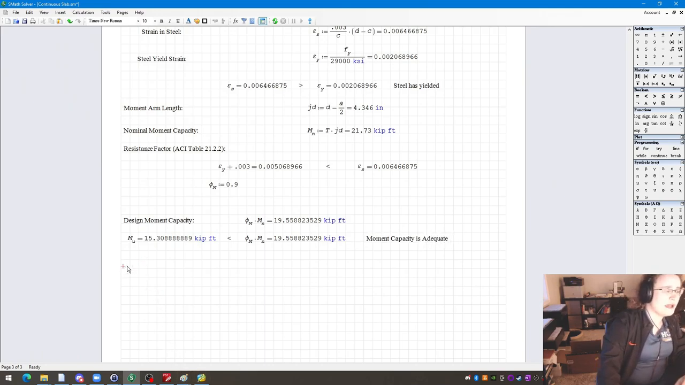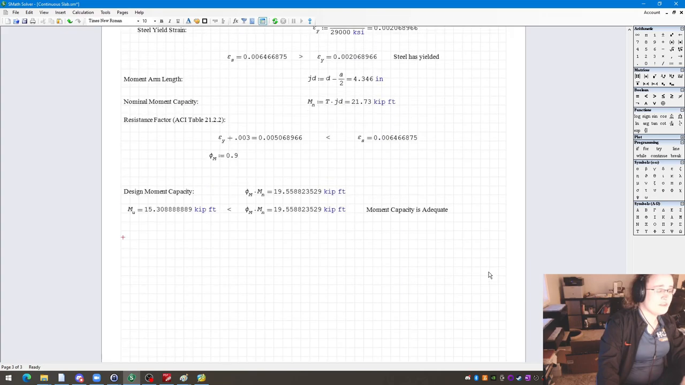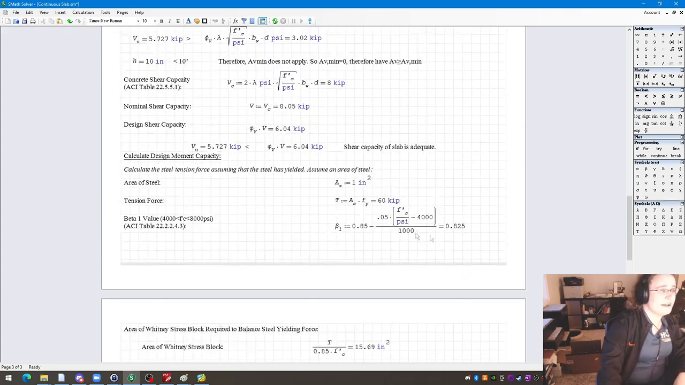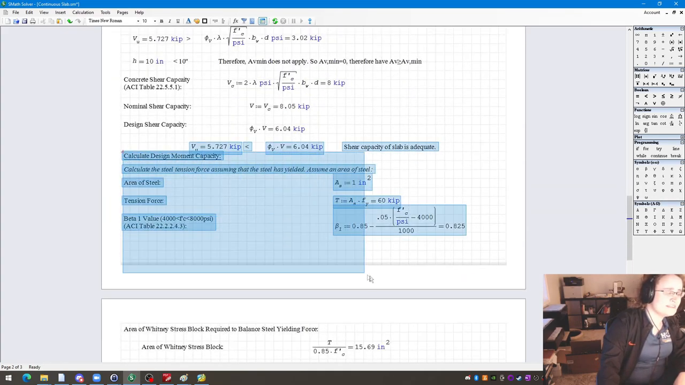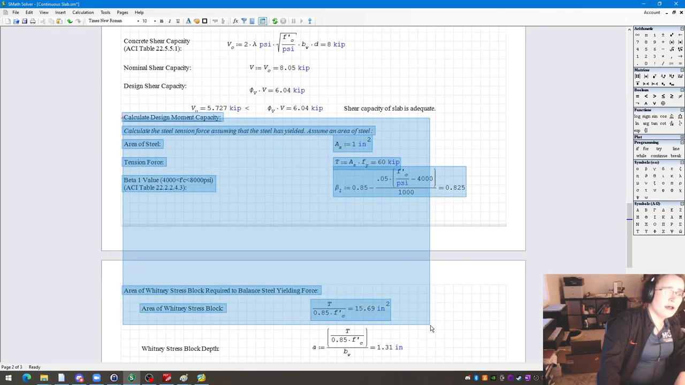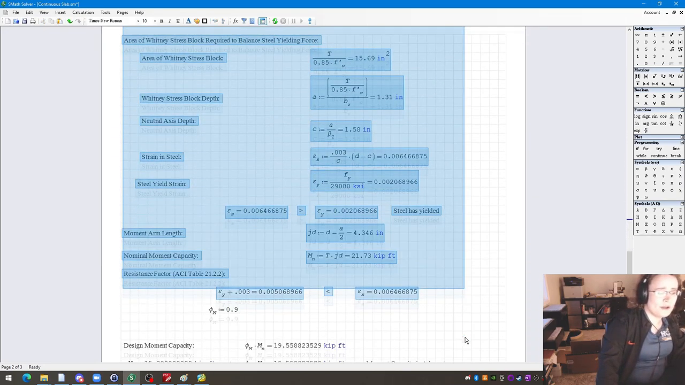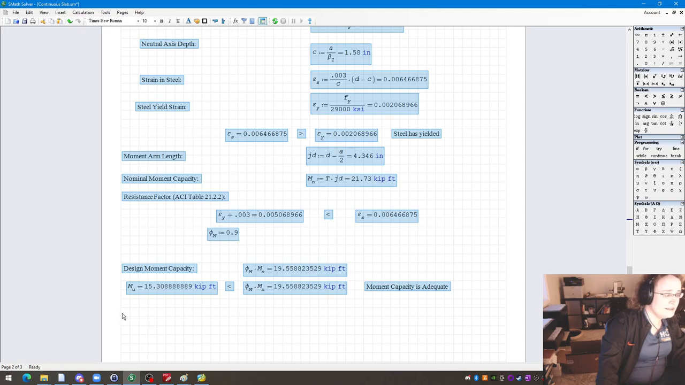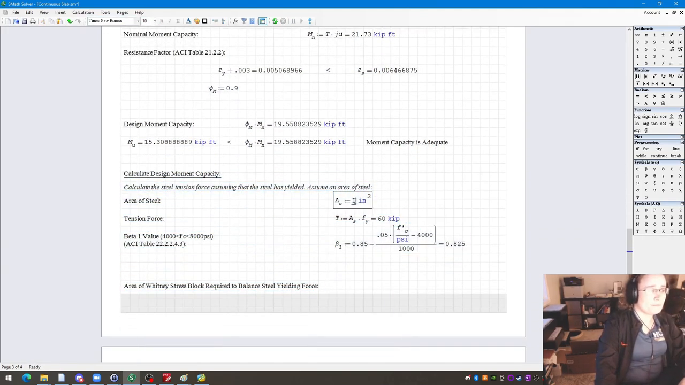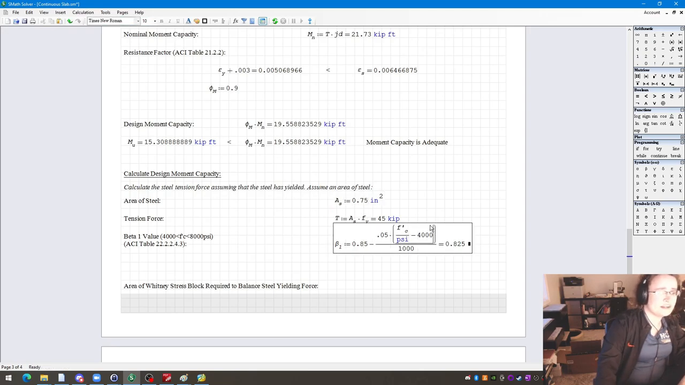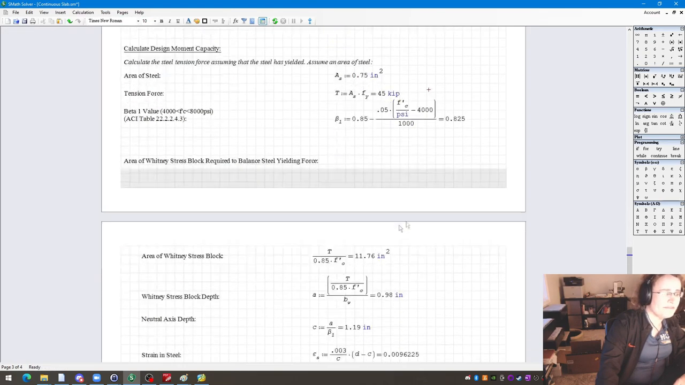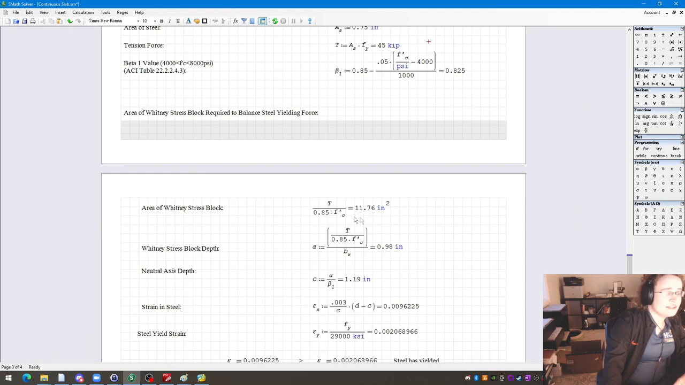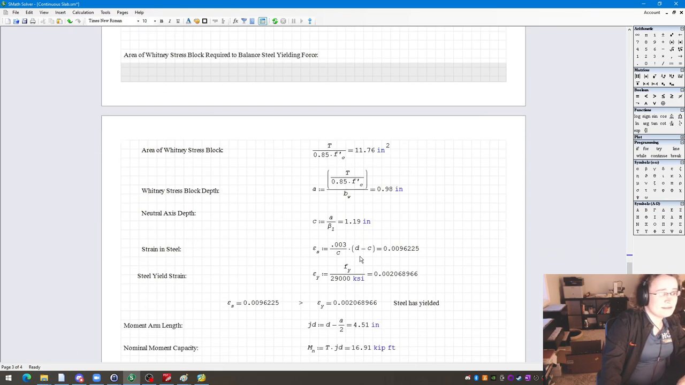And now I wonder if we can get away with it. We do have extra capacity here, so I'm wondering if we could get away with using a 0.75. Could we knock that area of steel per foot of slab down from 1 inch squared to 0.75? Let's go ahead and give that a try. That lowers our tension force down to 45. The Whitney stress block will thus decrease.